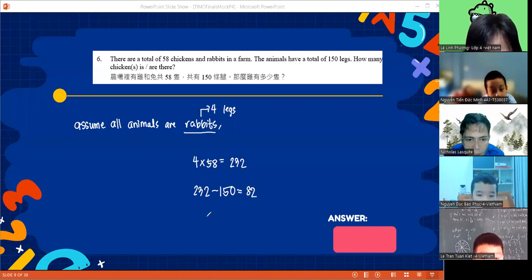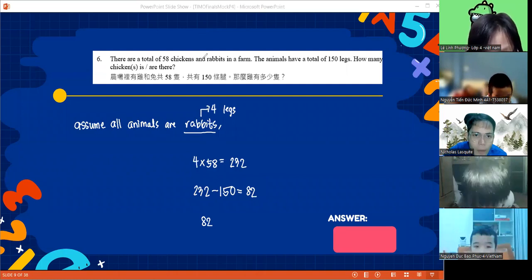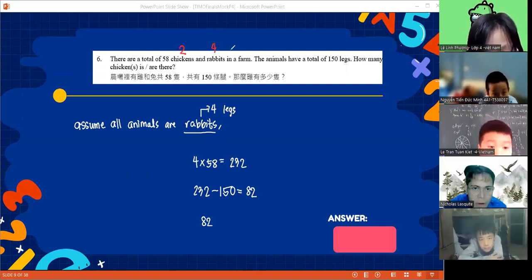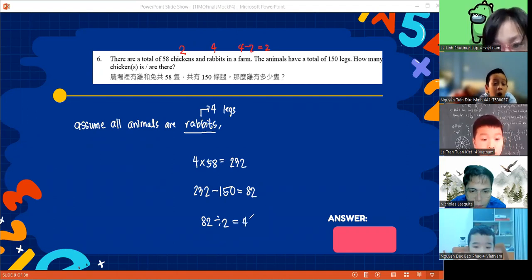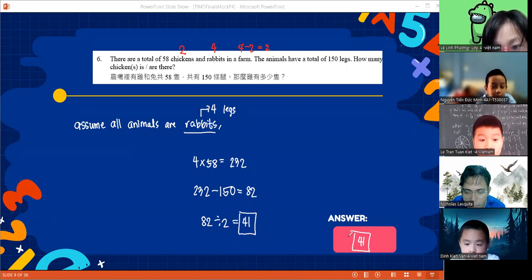Now the 82, we divide it by the difference in the number of legs between rabbit and chicken. So 4 minus 2 would be 2, right? So 82 divided by 2, we get 41. The answer here is 41.